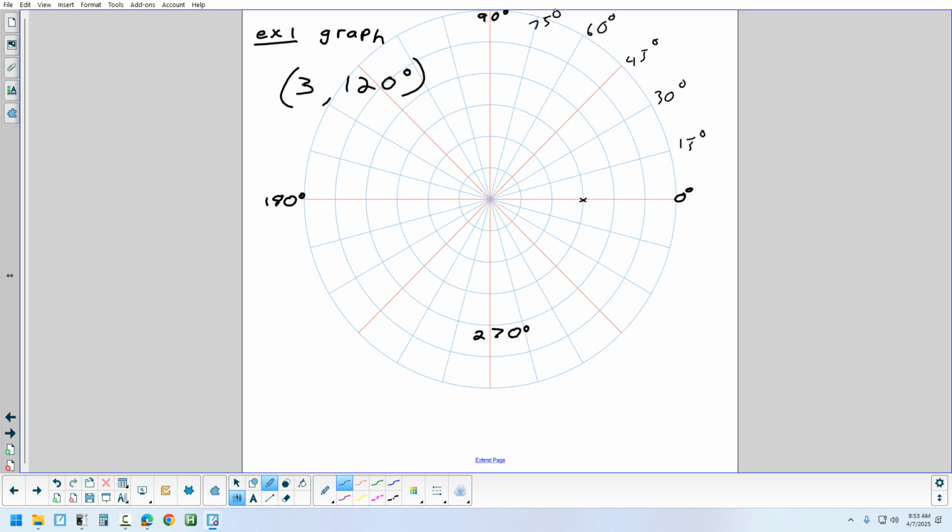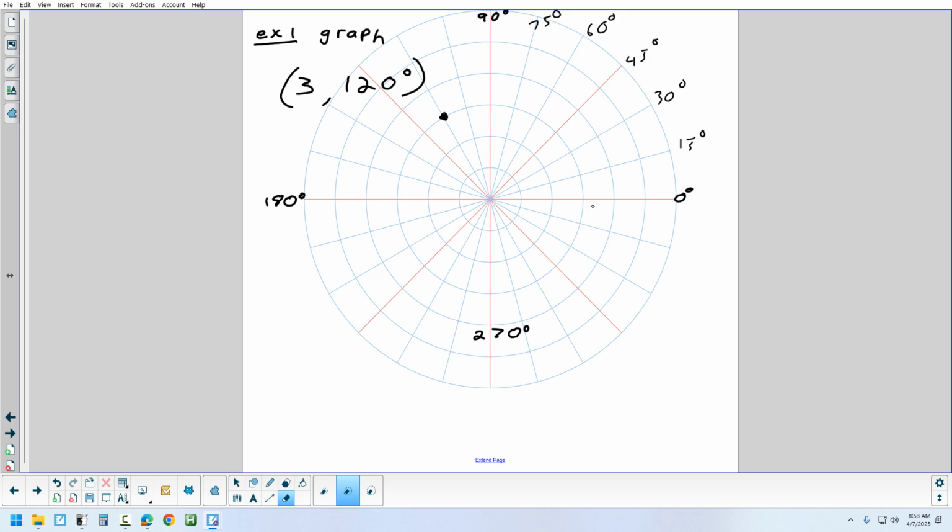You can break it up into more lines, less lines, just depends on your graph paper. So we're going to rotate around 120. So we got to go to 90, and then how many lines past 90 do I have to go? 2 more. Yep. Right there. And that's how you graph the point 3, 120 degrees.